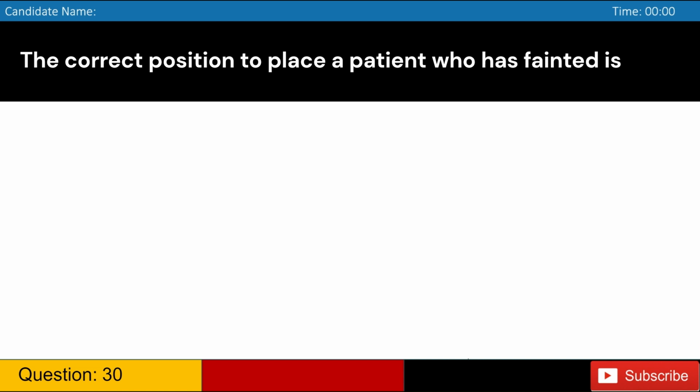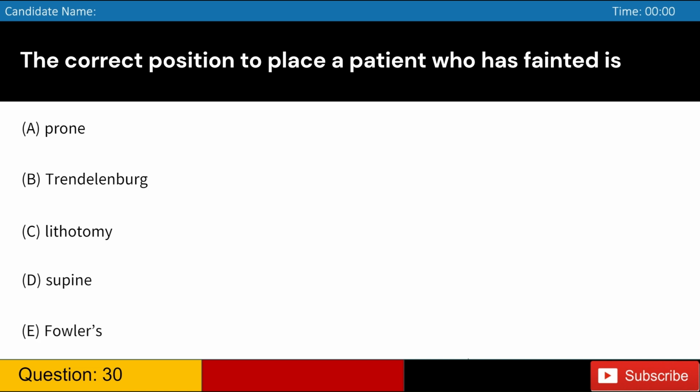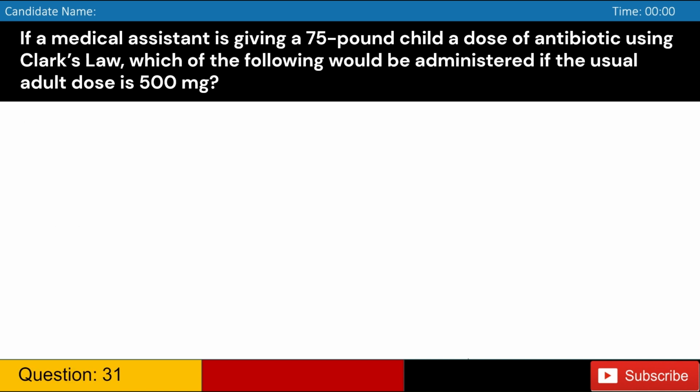The correct position to place a patient who has fainted is A. Prone. B. Trendelenburg. C. Lithotomy. D. Supine. E. Fowler's. Answer: D. Supine.